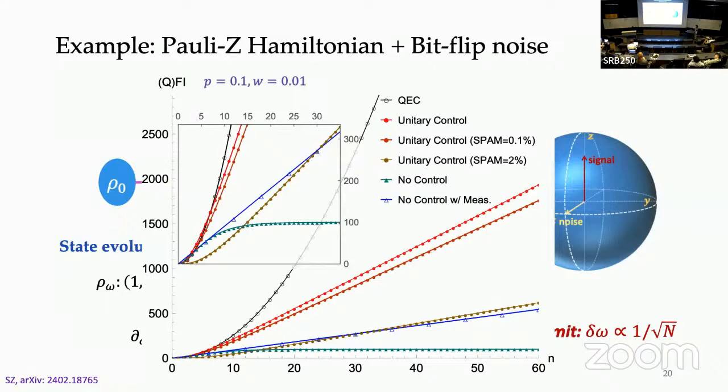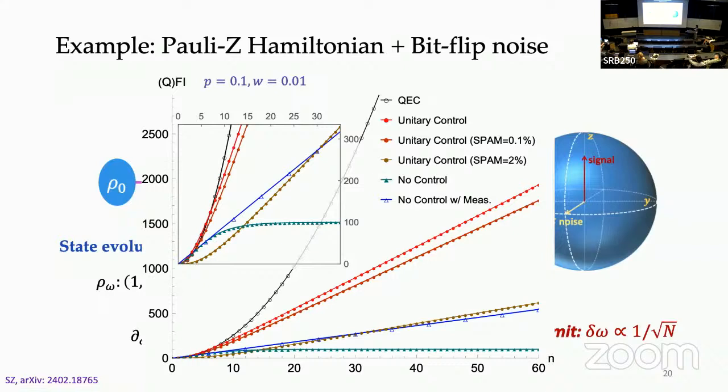So here's a numerical simulation. You can see that if you are allowed to use quantum error correction, you can definitely recover the Heisenberg limit. But if you only use unitary control, you can actually recover a very good linear scaling of the quantum Fisher information. And this even performs better in terms of the exact value of the quantum Fisher information, because the Fisher information is actually larger than the situation where you perform no control but only repeated measurement.